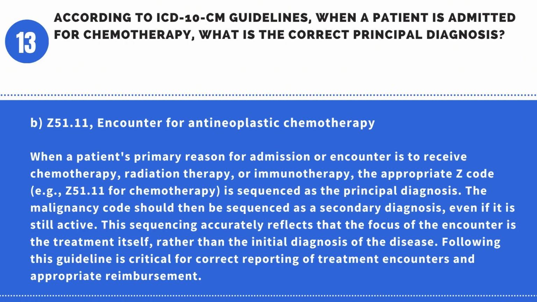Answer: B. Z51.11, encounter for antineoplastic chemotherapy. Explanation: When a patient's primary reason for admission or encounter is to receive chemotherapy, radiation therapy, or immunotherapy, the appropriate Z code, e.g., Z51.11 for chemotherapy, is sequenced as the principal diagnosis. The malignancy code should then be sequenced as a secondary diagnosis, even if it is still active. This sequencing accurately reflects that the focus of the encounter is the treatment itself, rather than the initial diagnosis of the disease. Following this guideline is critical for correct reporting of treatment encounters and appropriate reimbursement.